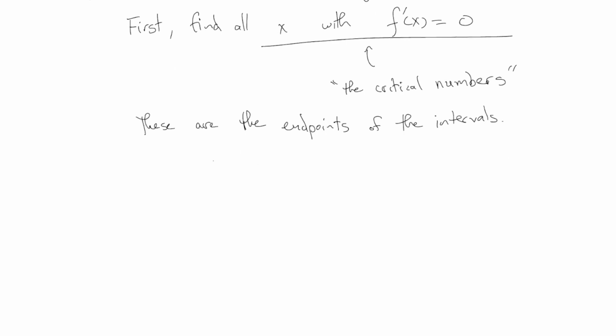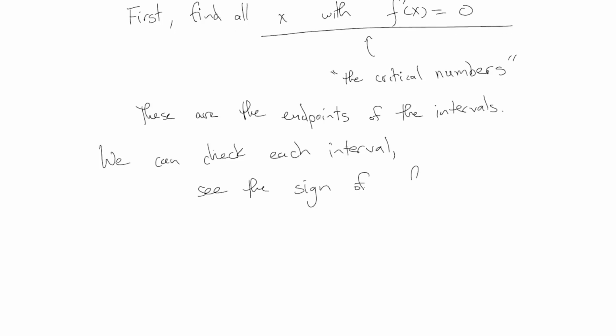These are the endpoints of the intervals, and then we can check each interval and see the sign of f prime of x in that interval. The sign meaning positive or negative. And if it's positive, that means the function will be increasing. And if it's negative, that means the function will be decreasing. This is f prime of x, the derivative. So we can check each interval and see the sign of f prime of x. And I will just say positive means increasing, because the derivative is the rate of change. If that's positive, it means the thing is growing or increasing, and negative sign means decreasing.